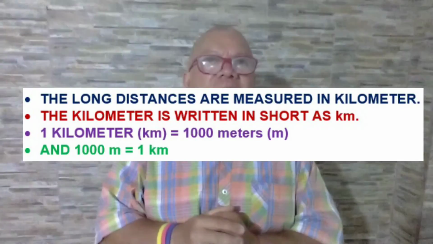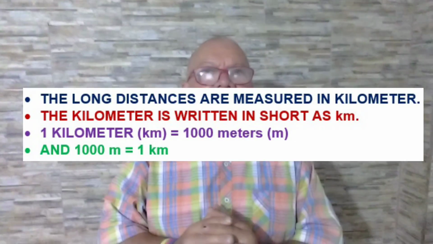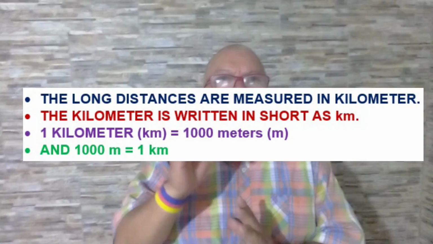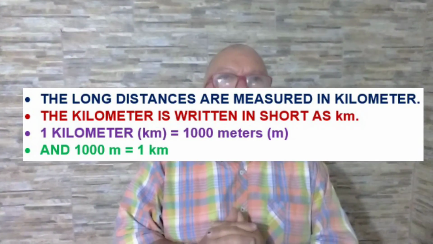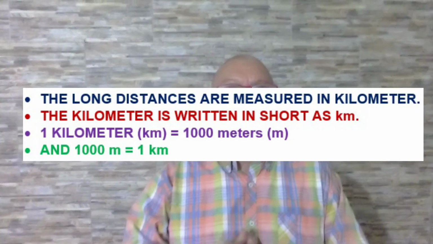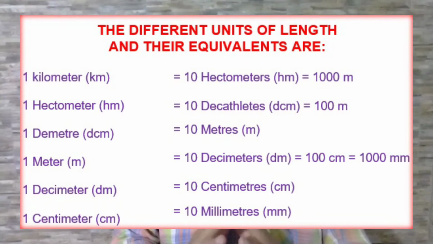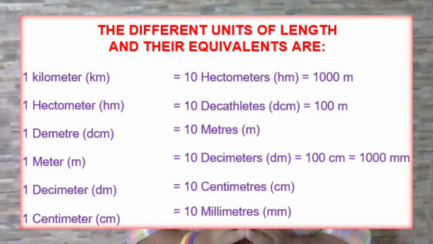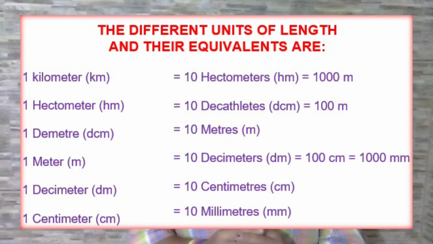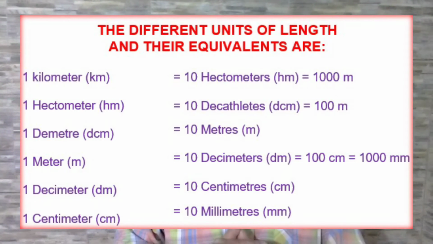The long distances are measured in kilometer. The kilometer is written in short as km. 1 kilometer is equal to 1,000 meters, and 1,000 meters is equal to 1 kilometer. The different units of length and their equivalents are: 1 kilometer is equal to 1,000 meters. 1 hectometer is equal to 100 meters.